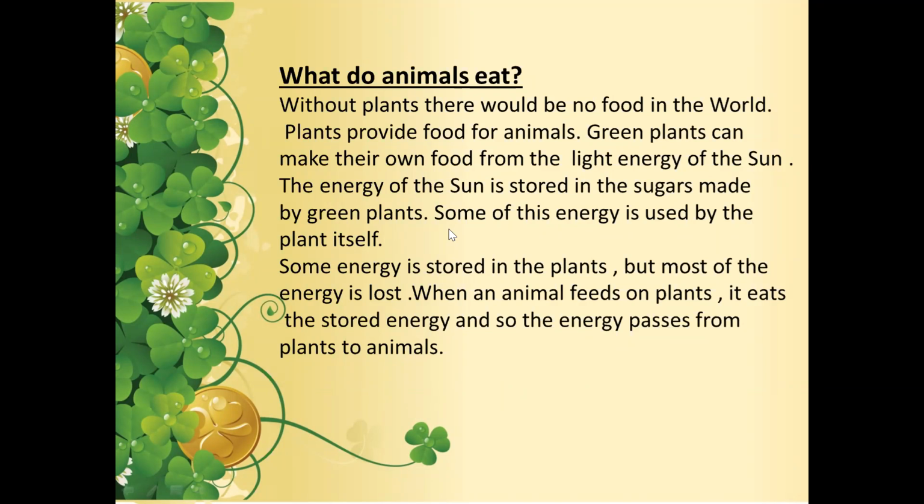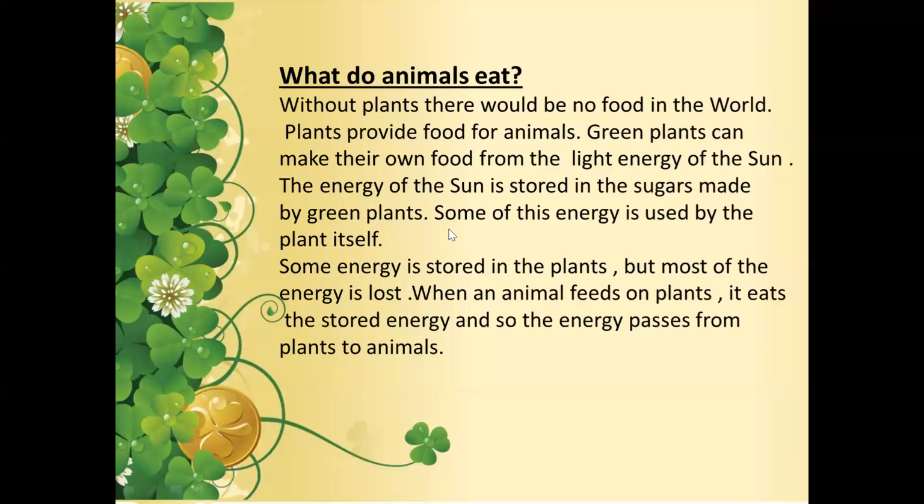So when an animal feeds on plants, it eats the stored energy, and so the energy passes from plants to the animals. Yes, when the animals feed on plants, they take the energy of the plant. In this way, energy is moved from plants to animals. When an animal is eaten by another animal, that energy is transferred to that animal, and if that animal is eaten by a human, then it is transferred to the human. This is called the food chain, and inshallah we will talk about it in our next classes.